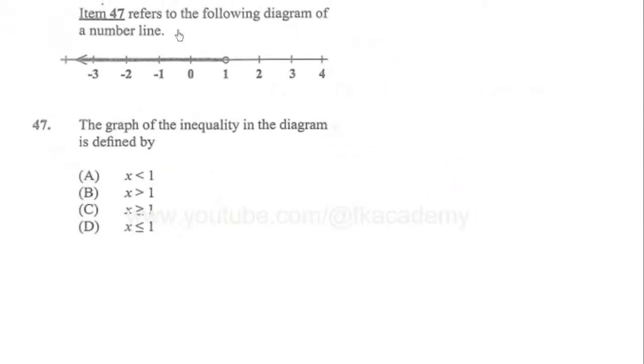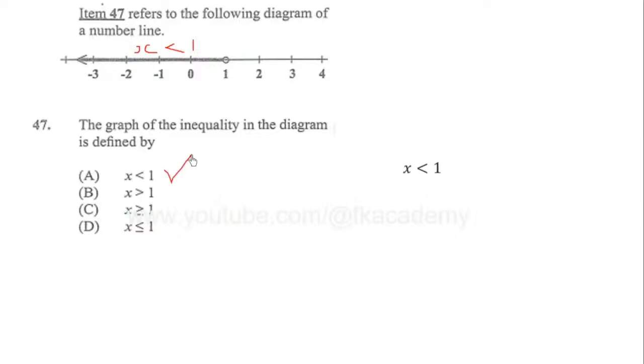Item 47 refers to the following diagram of a number line. We know all these values represent x, and we can see that all the values are less than 1. So the correct choice is x is less than 1.